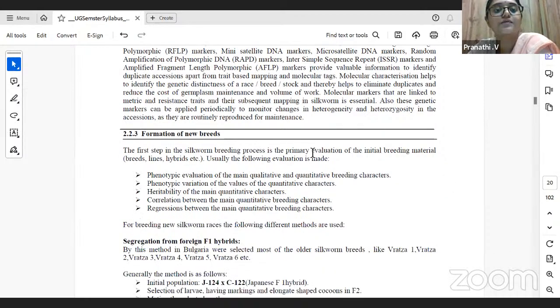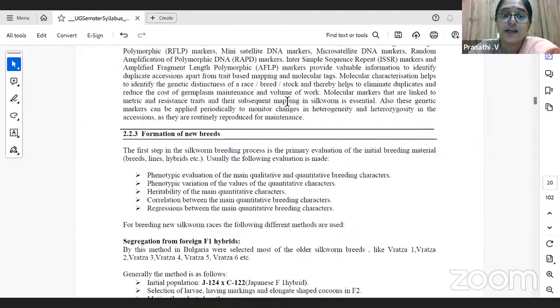Now, how are new breeds formed? So the first step is evaluation of the initial breeding or the breeds that are there. How is it done? Based on your physical traits, that is your phenotypic evaluation of the main qualitative and the quantitative breeding characters. Then what are the variants present in the phenotypes? And then you're going to see the value of the quantitative characters. Then how heritable are these quantitative characters? And then what is the relation between the different quantitative breeding characters which are there? And is there any kind of regression between the main quantitative breeding characters present?